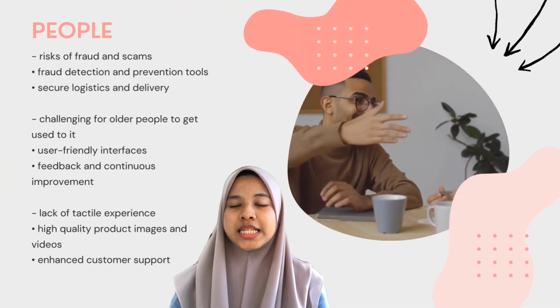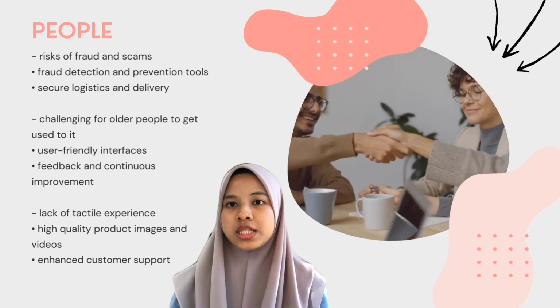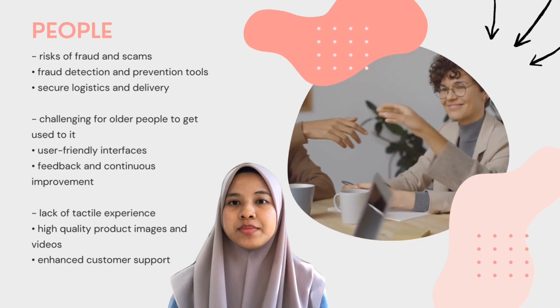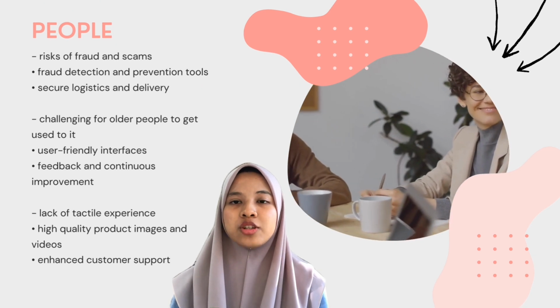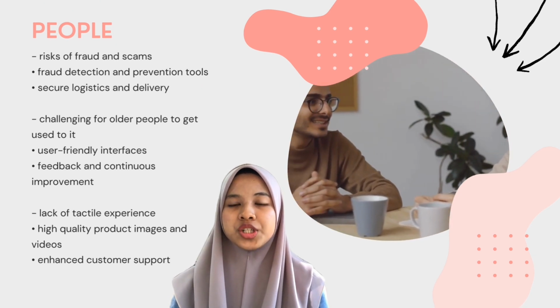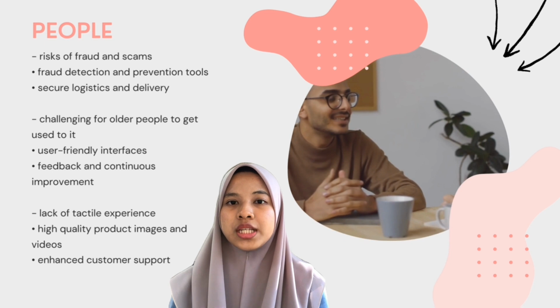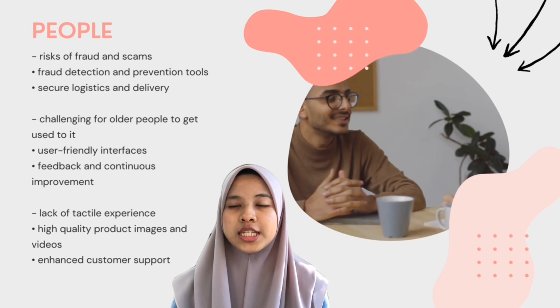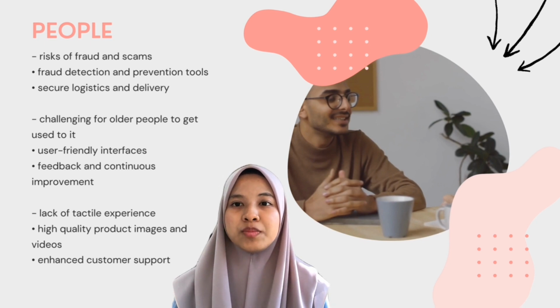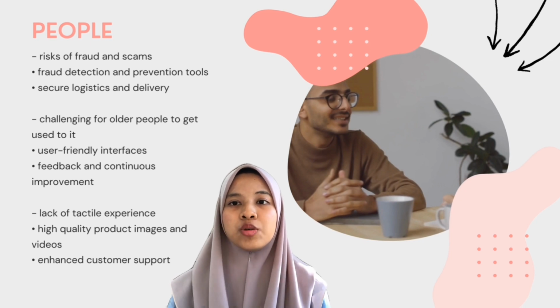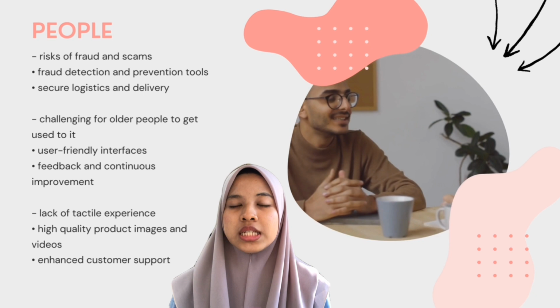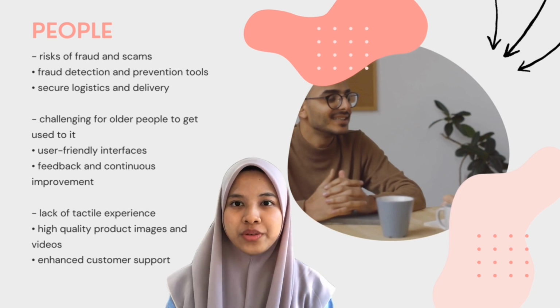The next category is people. There are three consequences, which is risk of fraud and scams. The solution is that both businesses and consumers must implement precautionary measures against potential security threats, including utilizing strong passwords, maintaining up-to-date software, and practicing cautiousness when encountering suspicious emails and links. The e-commerce business also implements security measures for product delivery, such as tracking shipments and requiring delivery signatures to increase the consumer's trust. Furthermore, it will be challenging for older people to get used to it.